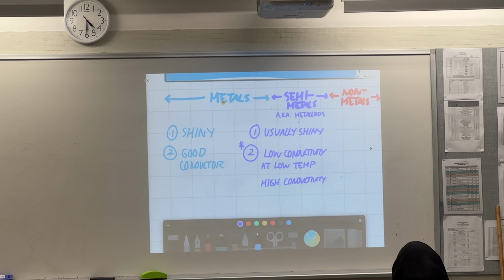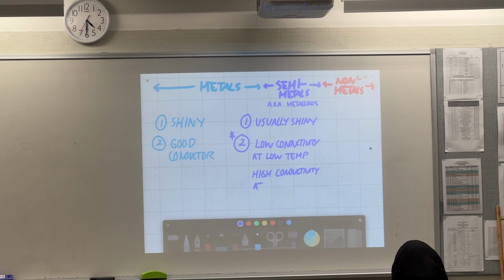But for metals, they are good conductor no matter what. Whether it is hot or cold, it's a good conductor. Semi-metals have some kind of selectivity. So they have high conductivity at higher temperatures.